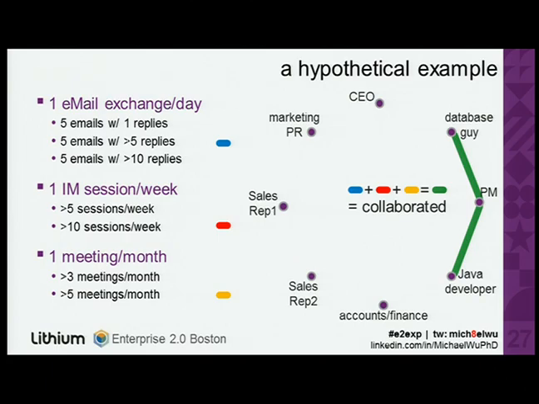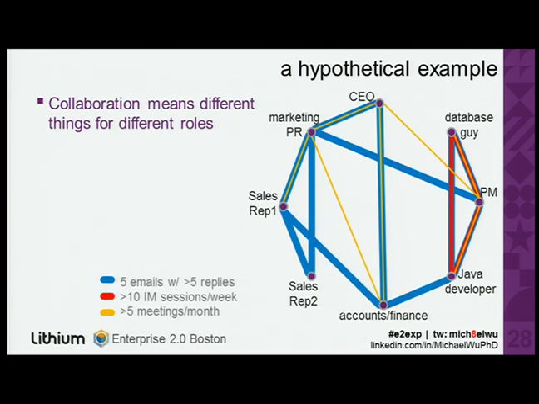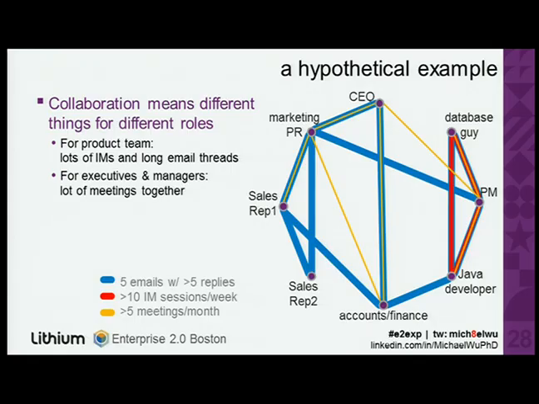Okay? Now, for a different company or different enterprise, you may have different criteria, right? And actually, if you look at the graph here, different roles collaborate in different ways, right? For a product team, like this database guy, the product manager, and the Java developer, collaboration means you have lots of IM with long email threads, right? That's what it means. But for executives and managers, it means something completely different. It means that people have lots of meetings together, right? So those are represented by the yellow graph there.